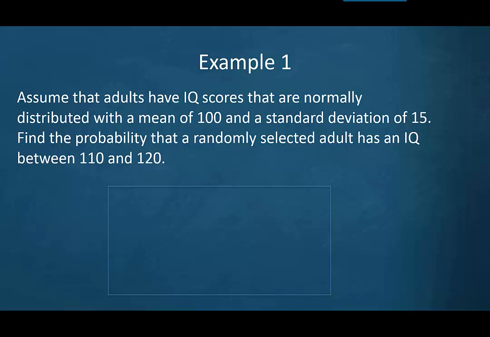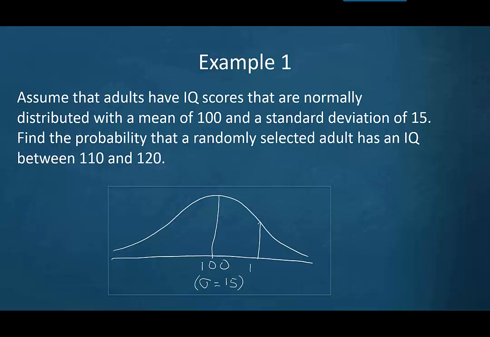Assume that adults have IQ scores that are normally distributed with a mean of 100, standard deviation of 15. Find the probability that a randomly selected adult has an IQ between 110 and 120. As usual, we're going to start by sketching a normal curve and labeling it. Okay, once we have it labeled, we have a few options.